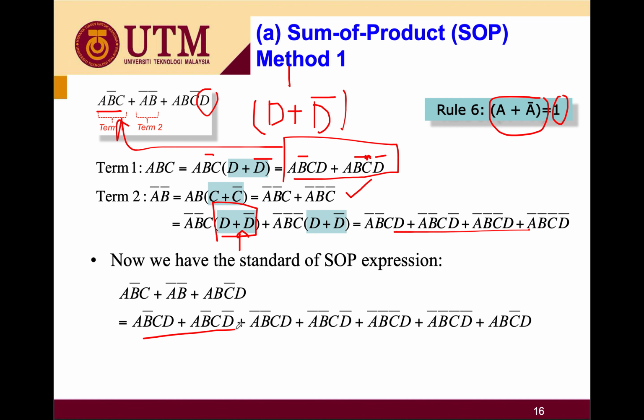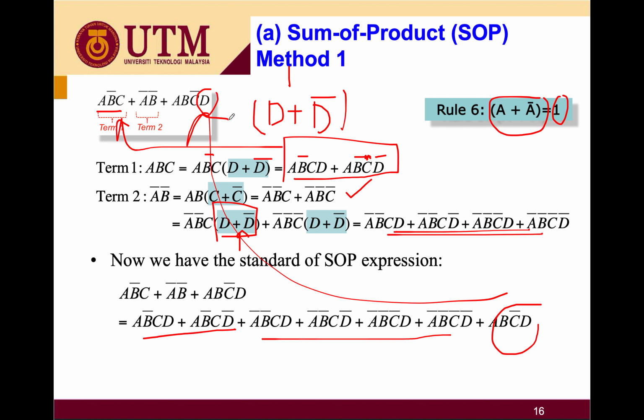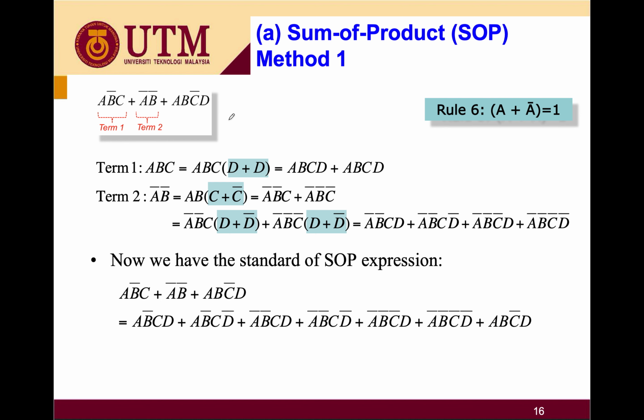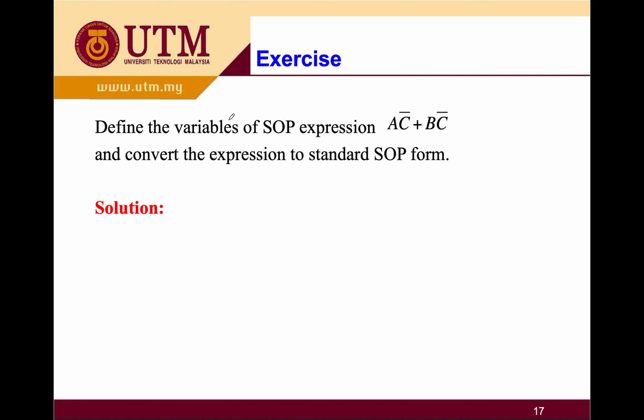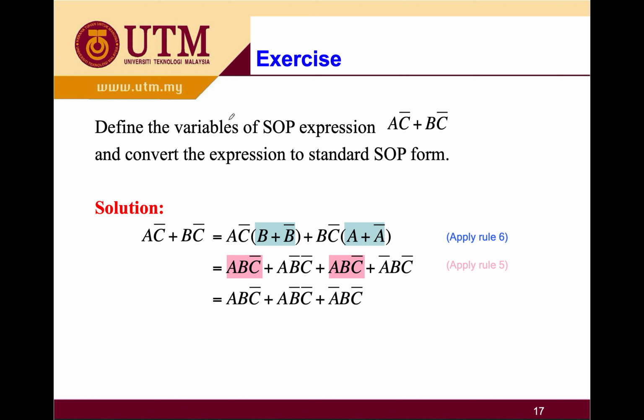So it is like this for term 1. And then for term 2, you will get like this, 1, 2, 3, 4. And lastly, this one is similar to this one. So clear, right? Please do it step by step. There is also an exercise on this. You can try to do it by yourself. If you don't understand, then you can ask me.